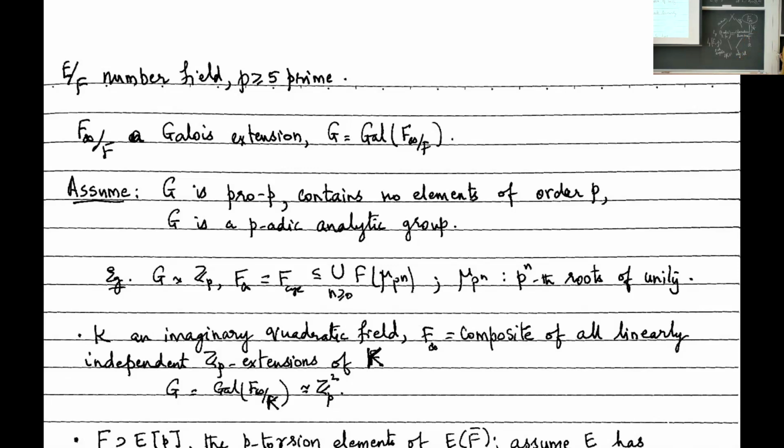you have K, and then Leopoldt's conjecture tells us how many linearly independent Zp extensions K should have. It is r2 plus 1, where r2 is the number of complex embeddings. And now because this is a totally imaginary quadratic extension, it has two linearly independent Zp extensions. One of them is the cyclotomic Zp extension, and the other one is what is called the anti-cyclotomic Zp extension.